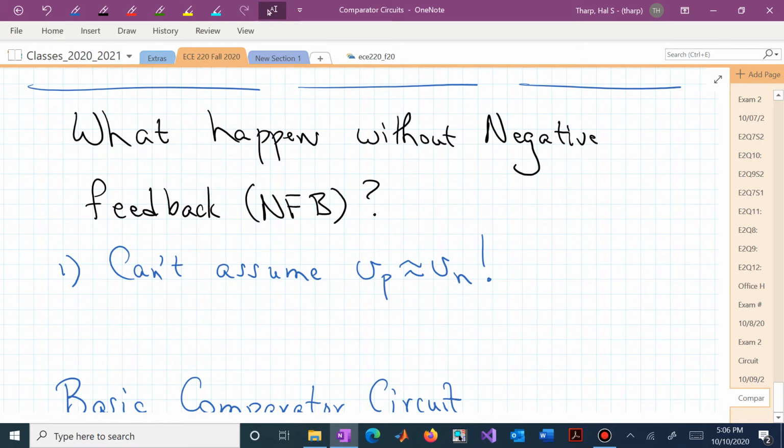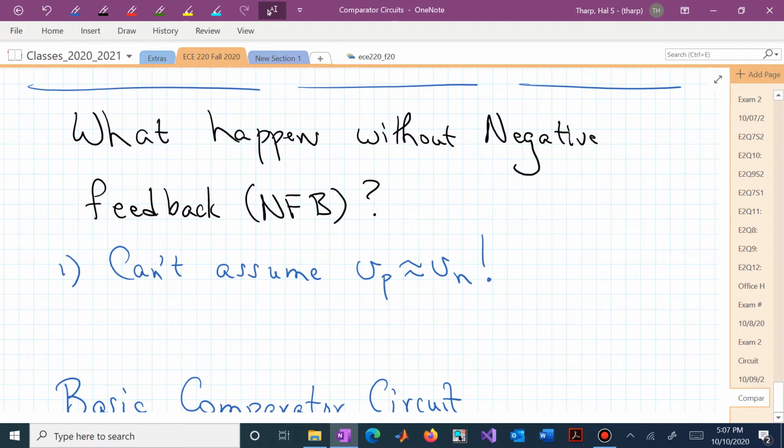We've been assuming negative feedback. That gives us good properties. So now we're saying let's not have negative feedback. Let's not feed back that output signal to the inverting input pin of the op amp. Can we now have working circuits under such an operating condition?